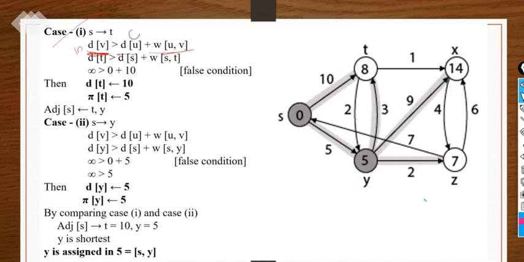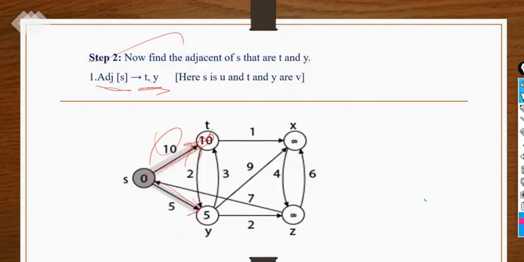Is it greater than D of U plus weight of the UV? That is D of U is 0. Here U value is S, and from S to T, what is the weight? 10. 0 plus 10 is 10. What is the value of this D of V here? Right now, initially we have mentioned it infinity.